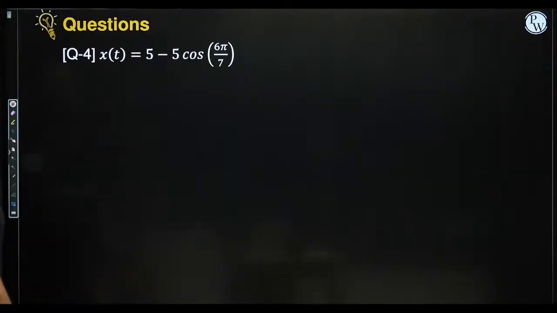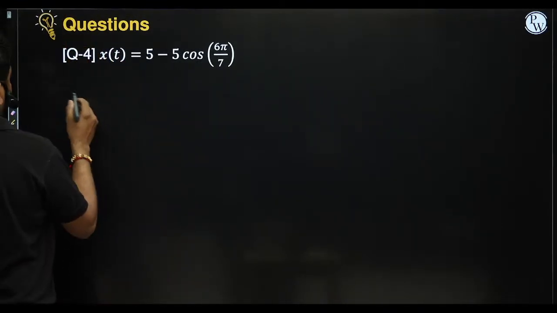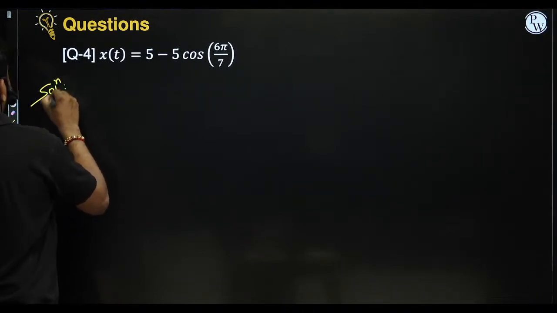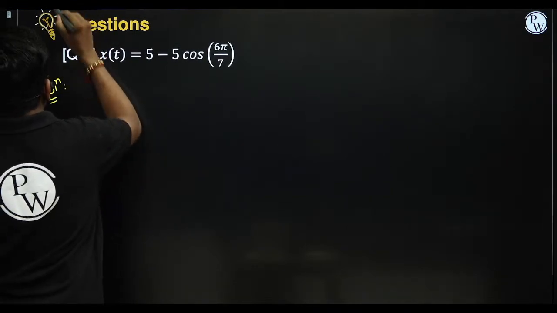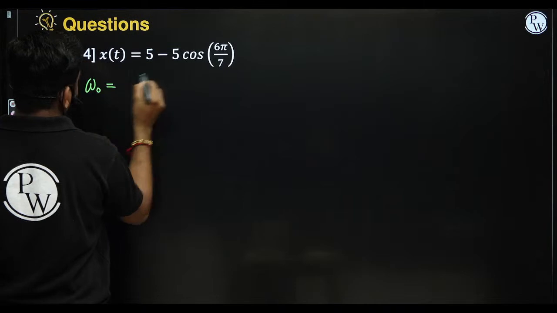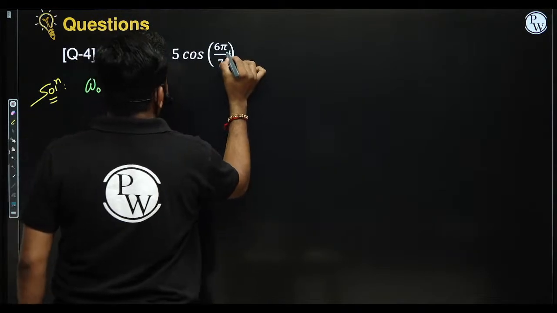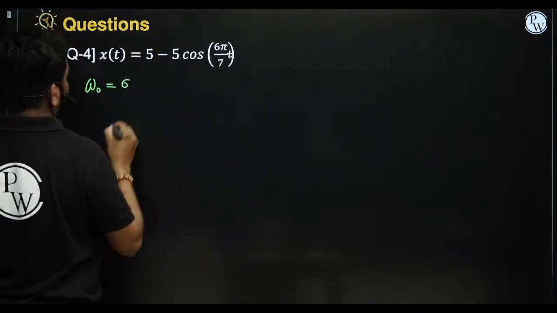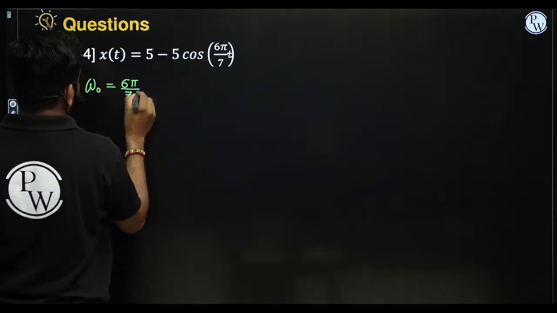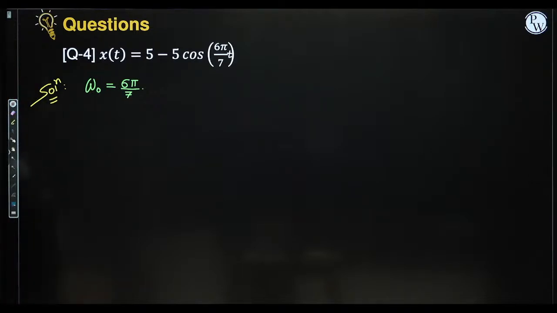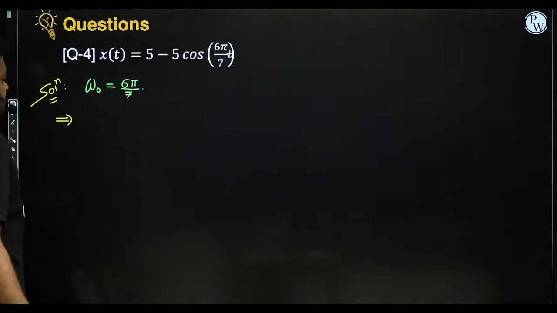Now let us take the next question. So x of t equal to 5 minus 5 cos 6 pi by 7 into t. So I think this is also a very easy question. So here, x of t, what is the fundamental frequency? The fundamental frequency is this one, 6 pi by 7, correct? The fundamental frequency is what? 6 pi by 7. So here it is 6 pi by 7.